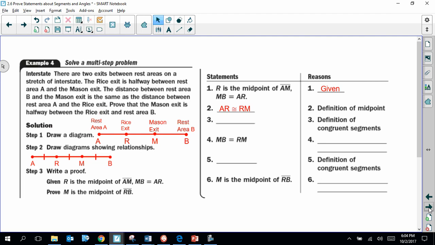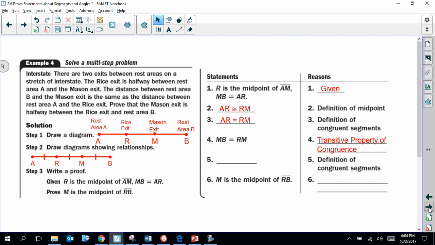Well, if AR is congruent to RM because that's the definition of a midpoint, we can move on and say that AR must equal RM because that's the definition of congruent segments. Not only are they congruent, they must have the same measurement. Now that we know the measurements have to be the same, the segment MB and RM have to be equal to each other, and the reason in this case would be the transitive property of congruence.